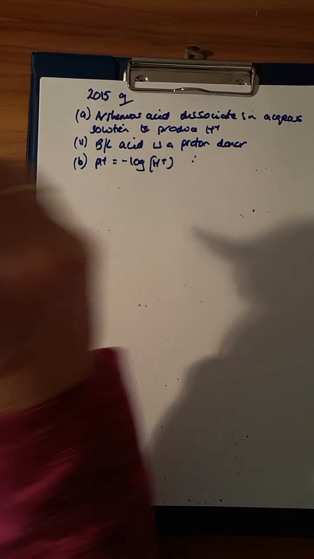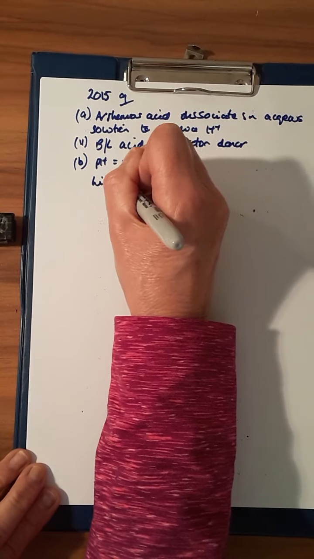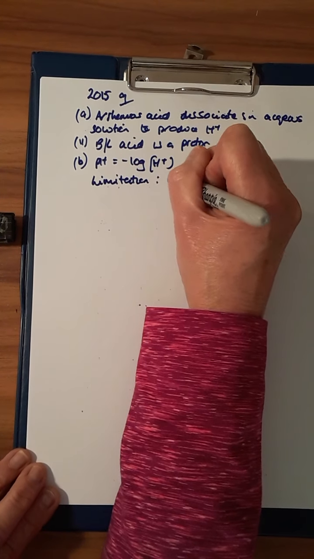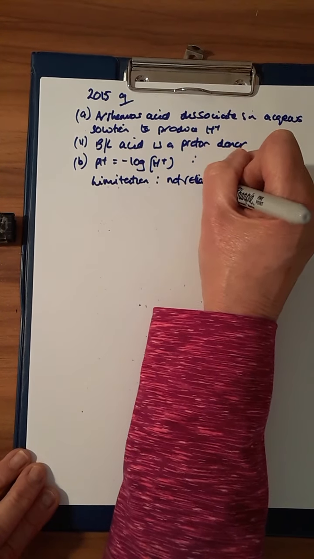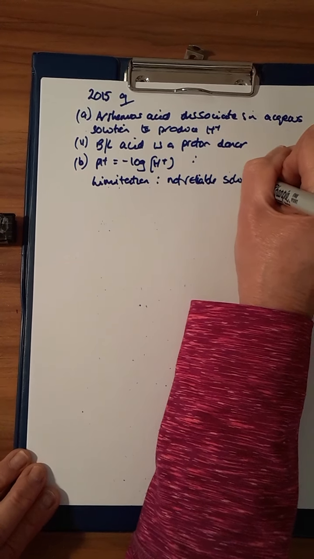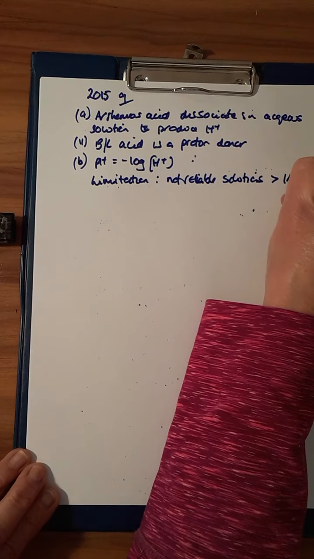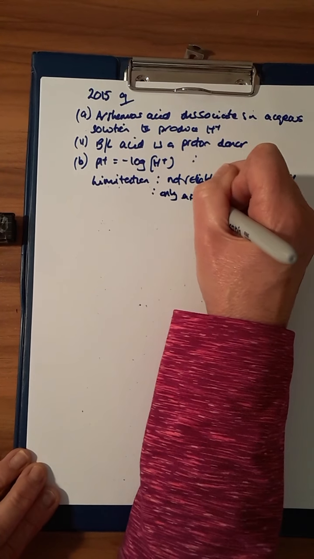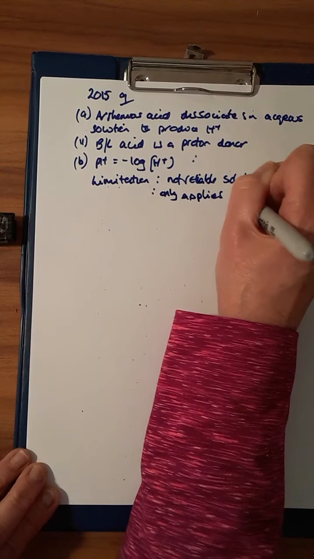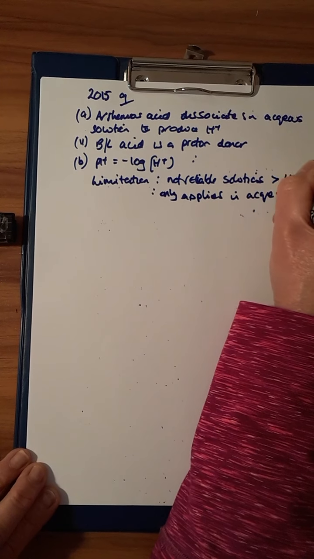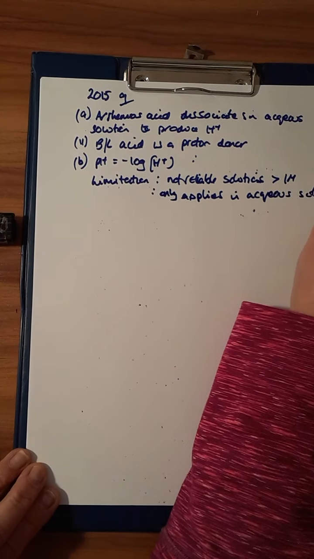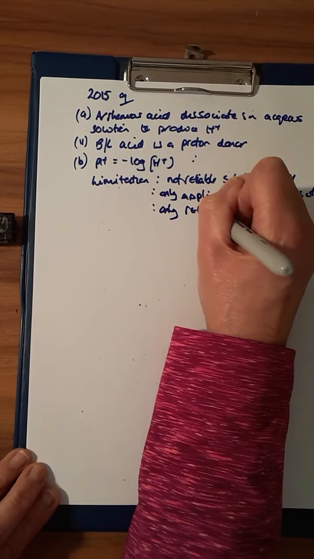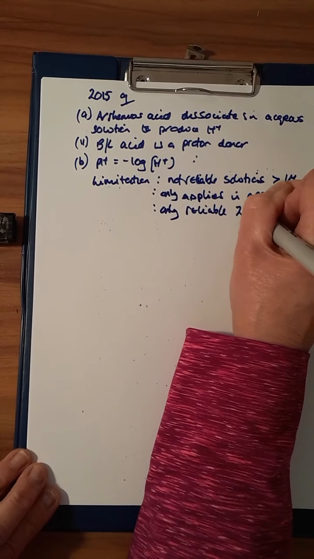State one limitation to the pH scale. Limitations, we've got a couple of them. It's not reliable in solutions greater than 1 molar. It only applies in aqueous solution. And I could also say that, of course, it's only reliable at 25 degrees Celsius. But I'm only asked for one anyway.